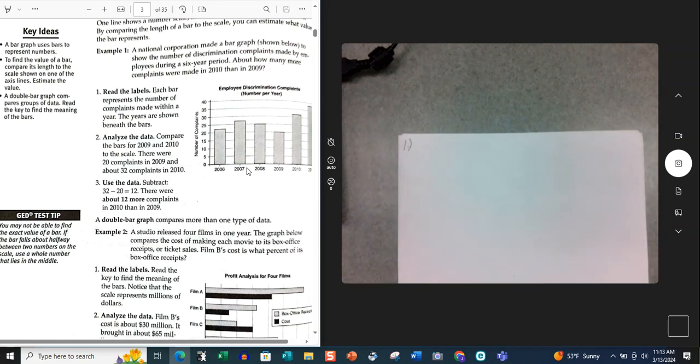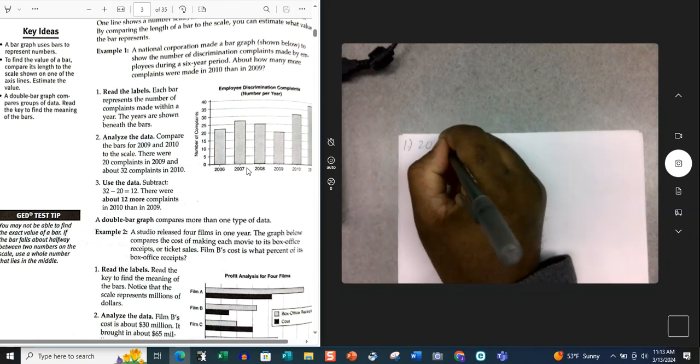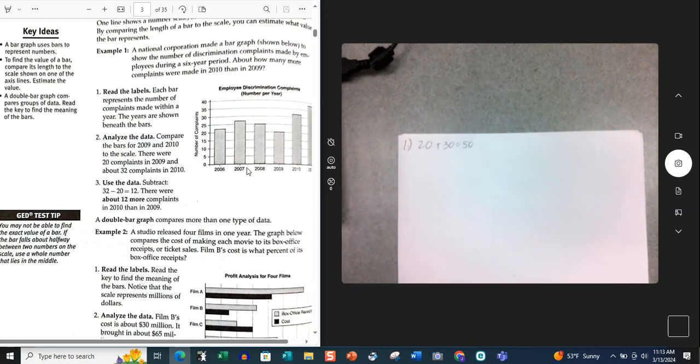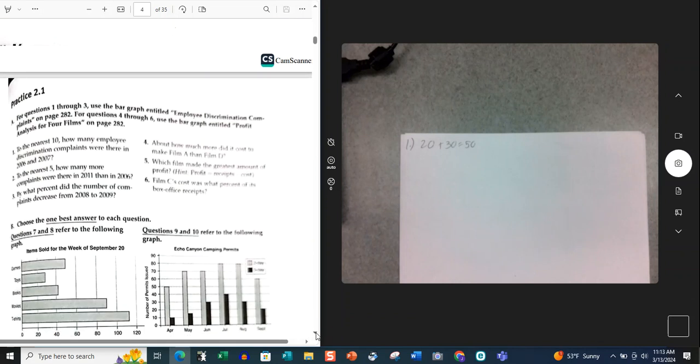So for 2006, there was about 20. In 2007 was about 30. So in total, it was about 50. So let's scroll down here. Now, it says to the nearest 5. How many more complaints were there in 2011 than in 2006?